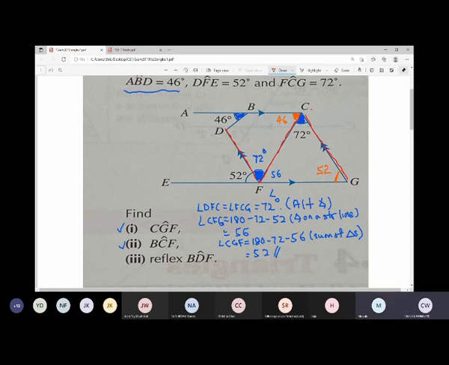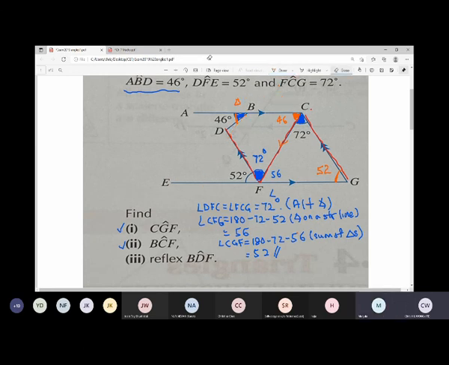I don't understand that. You can only get 46 provided I have a parallel line. Say, for example, if this is a parallel line, this is 46, that's okay. But it's not a parallel line, so you cannot say this is a corresponding angle. They are not corresponding. There's no parallel line. Isn't that right? So you cannot say this is 46.